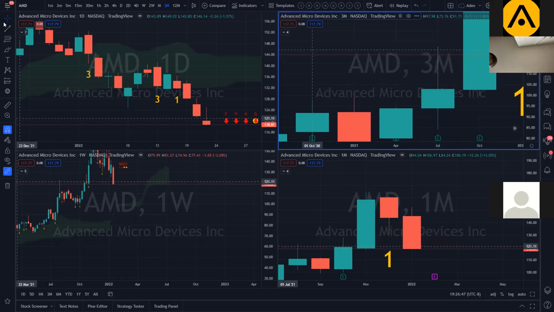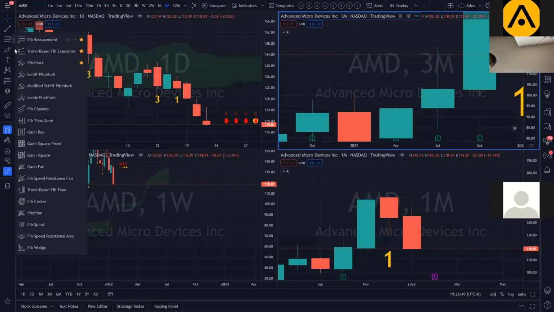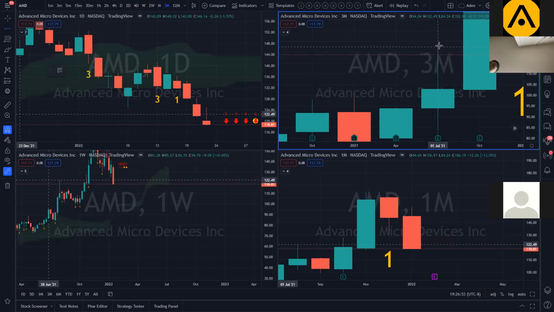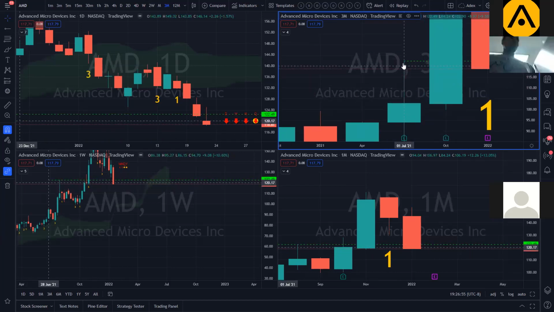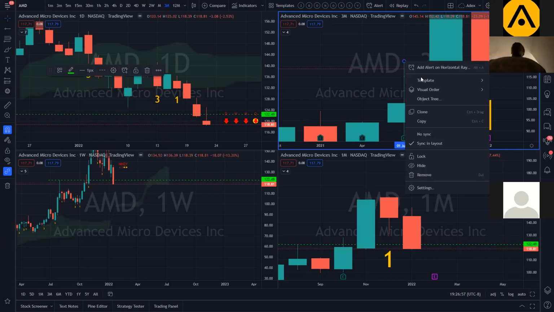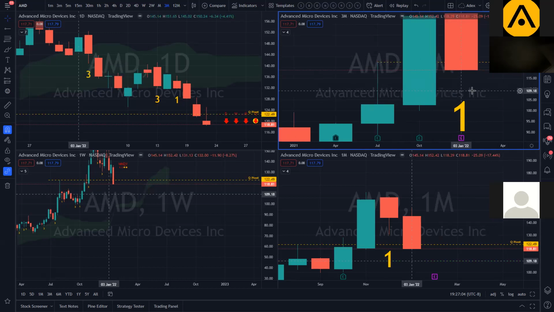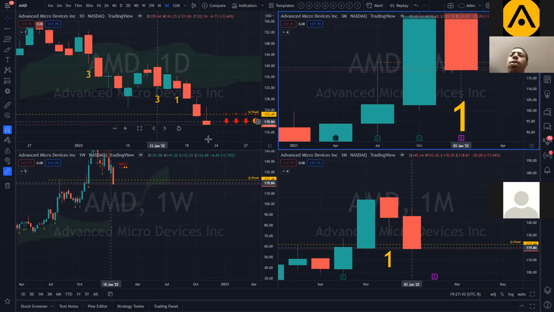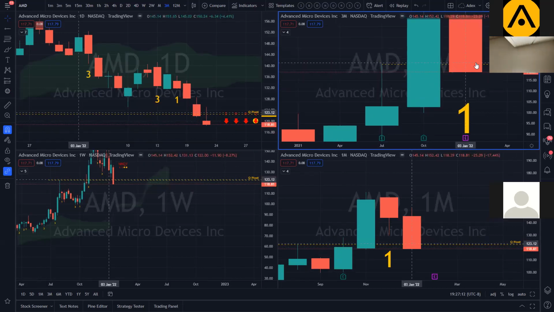So what I do is I just mark it. I go to my horizontal ray tool, and I just mark it. Since this is on the quarterly time frame, I have a template. I have all these templates. Oh yeah, Q pivot, quarterly pivot right there. And I have this sync tool, so it will sync to all of my charts. That's the quarterly pivot.